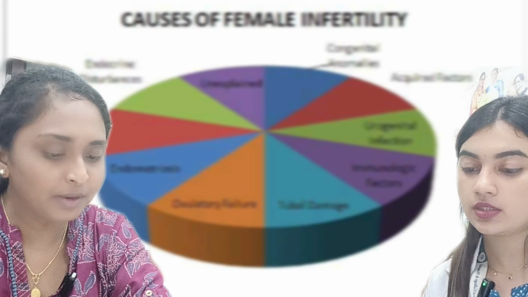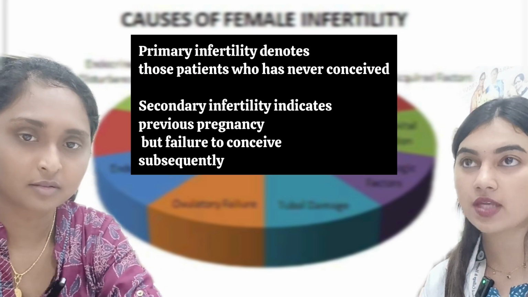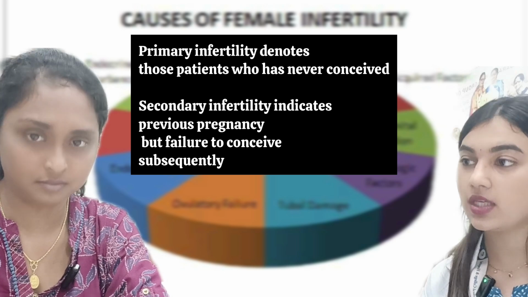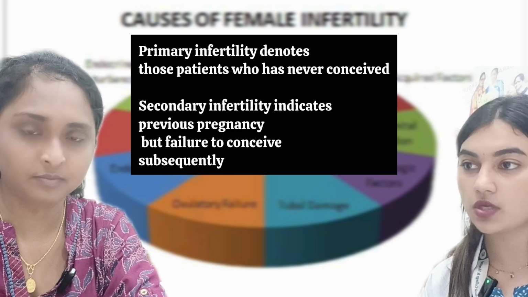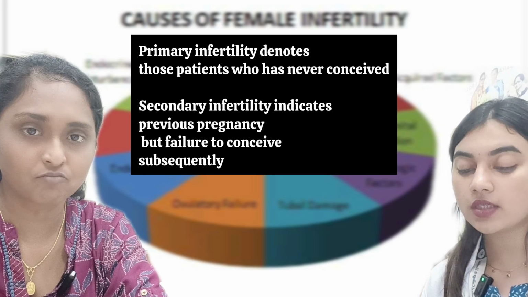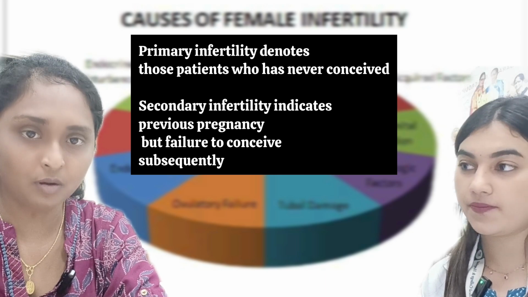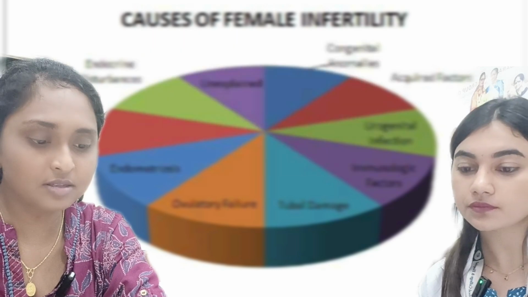Okay, how do you differentiate primary and secondary infertility? Primary infertility is when the woman has never conceived, even after regular intercourse for 1 year. Secondary infertility is when the woman has conceived before and is not able to conceive the second time. Okay, very good. So what are the different causes of infertility?